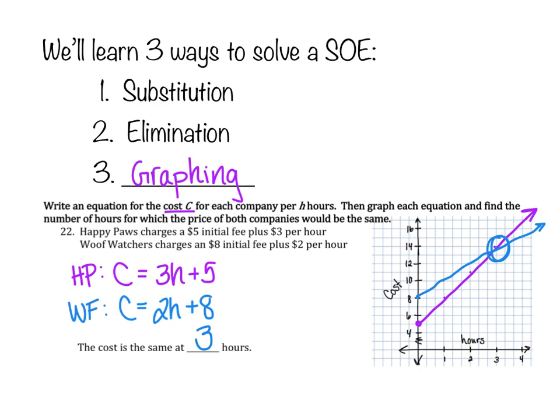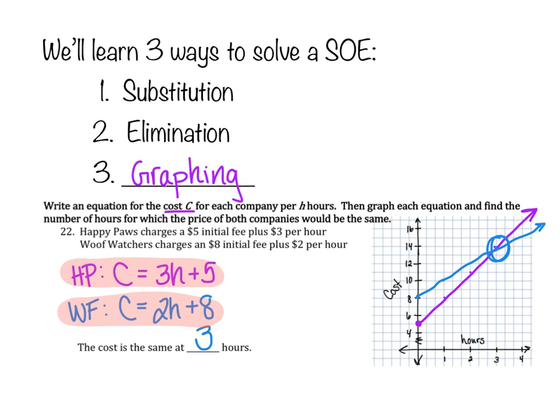But what we did when we solved this problem, I don't think we knew it, is we were solving a system of linear equations because we have two equations. We've got a Happy Paws equation, and we've got a Wolf Watchers equation. So that's a system of linear equations, and we just found the intersection.